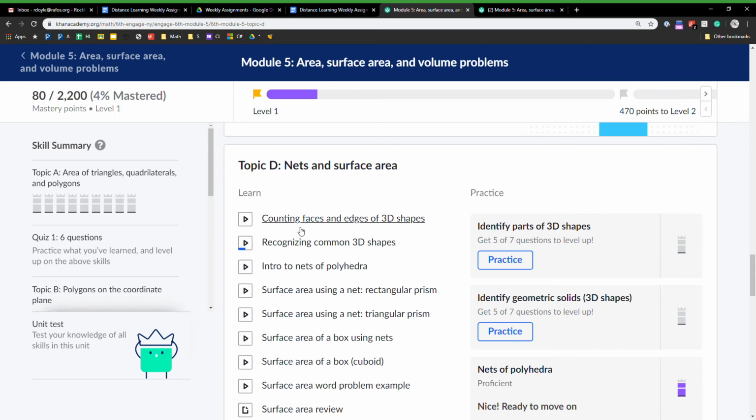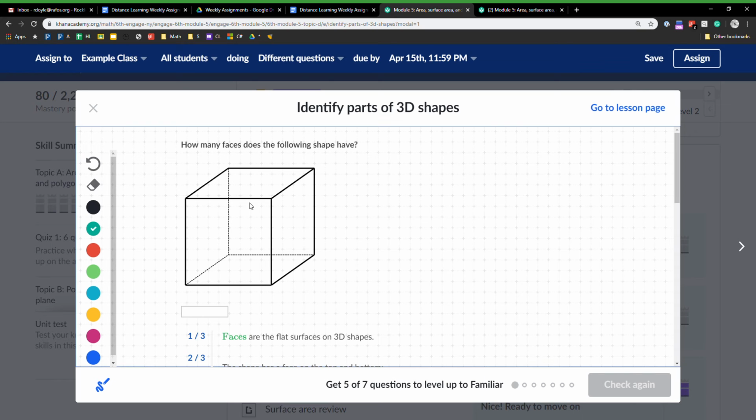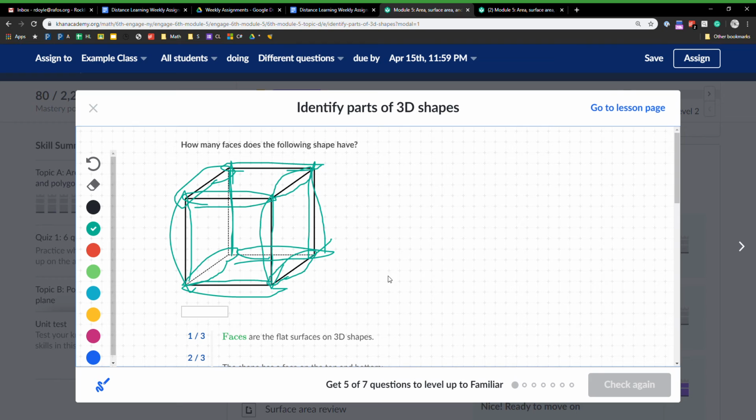Let's go to counting faces and edges. Faces would be like the sides, you might think, and the edges are these lines. So you'd have 1, 2, 3. You can't see these back ones, but they're still there, obviously. 1, 2, 3, 4. Then you'd have 5, 6, 7, 8. On the back, 9, 10, 11, 12. So there are actually 12 edges to this.